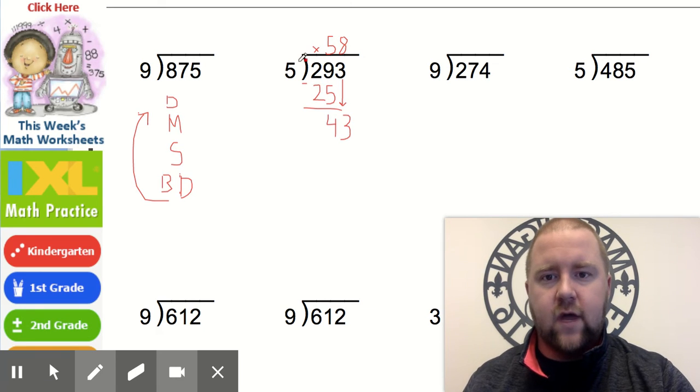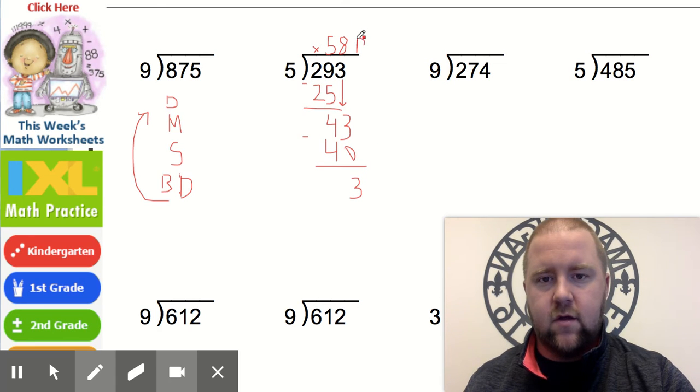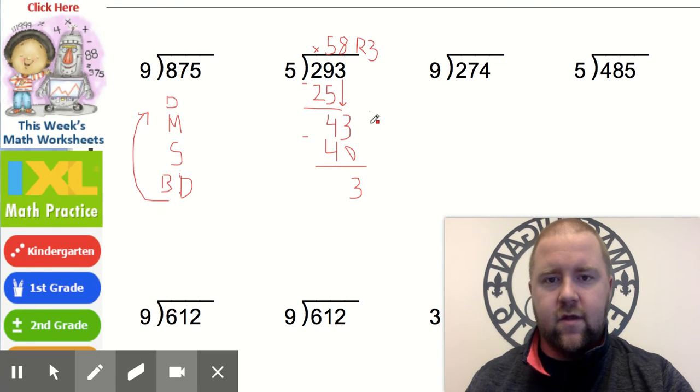Okay, so 8 times 5 multiplied becomes 40. I subtract. Now, since I don't have anything to bring down, my remainder is a 3. That is now going to be my remainder. So instead of doing anything else, we're just going to leave it as a remainder. We're going to say the remainder of 3. Okay, so then that would be the answer there.